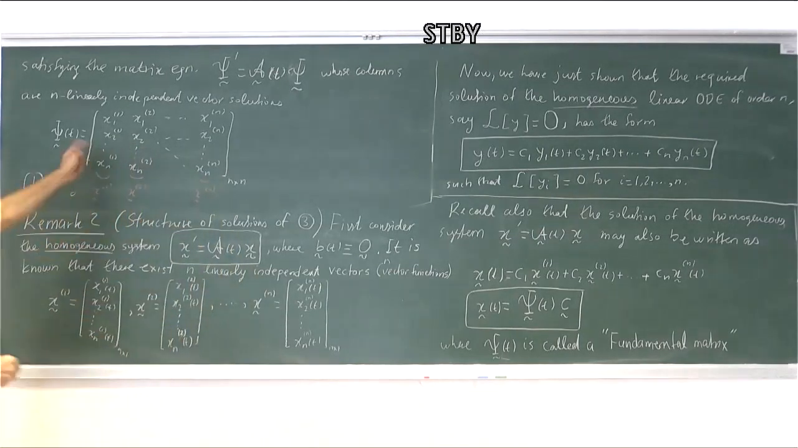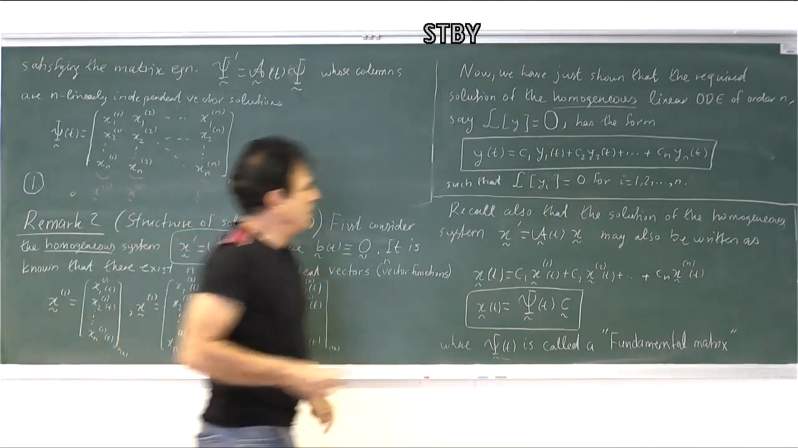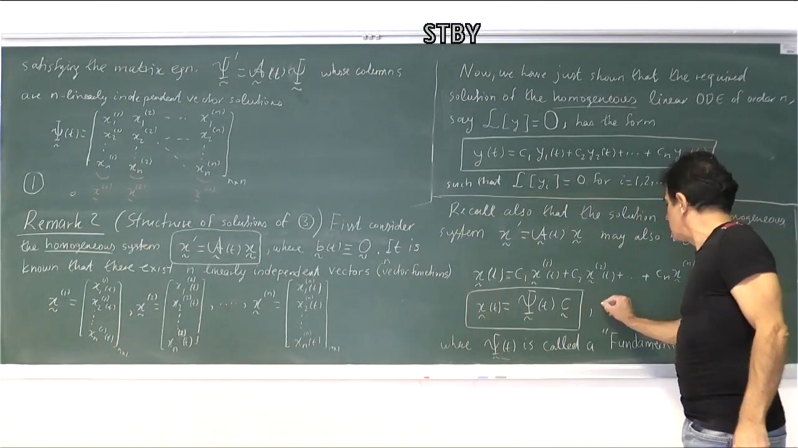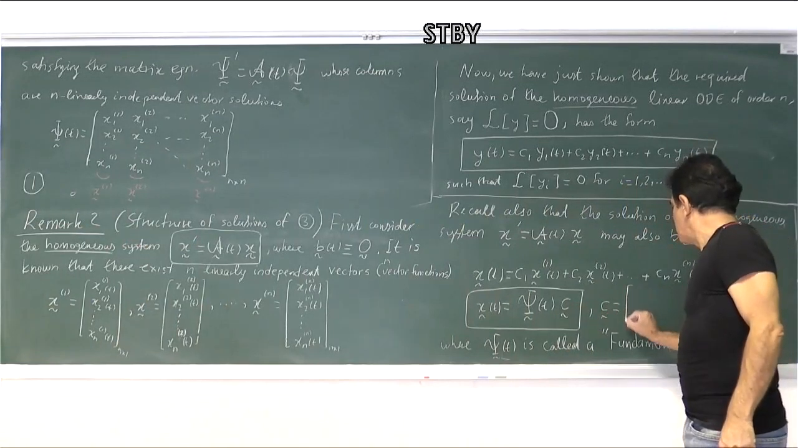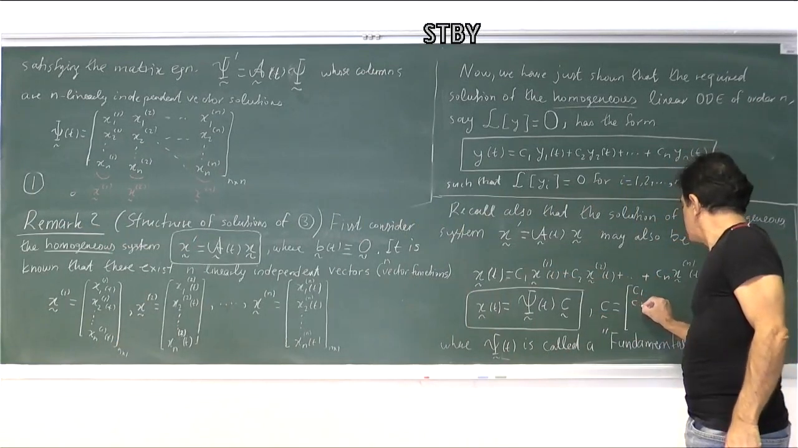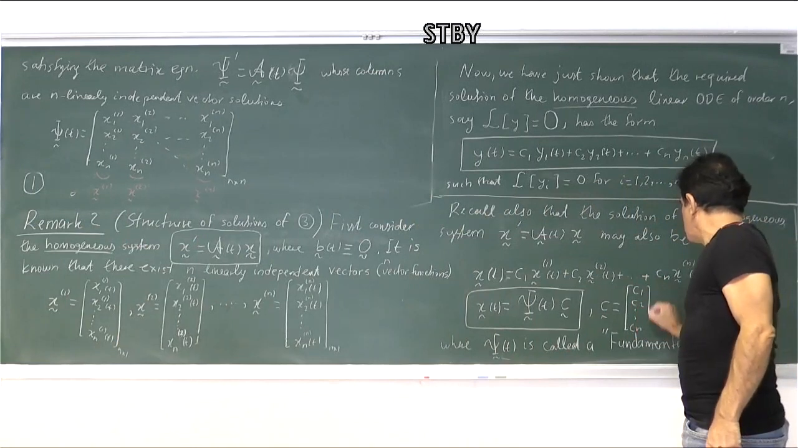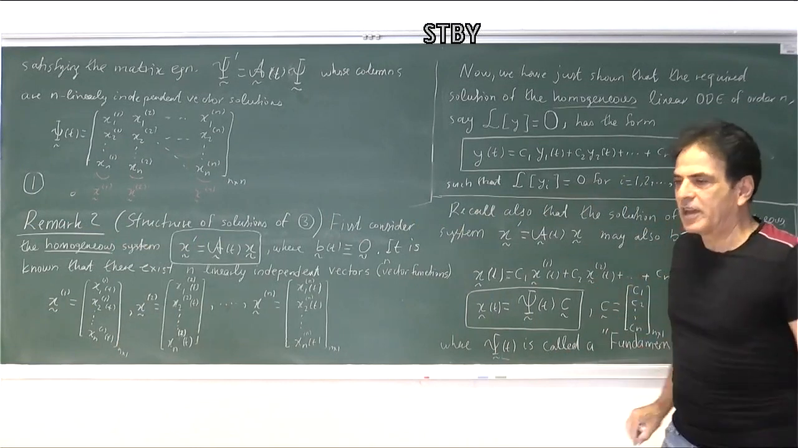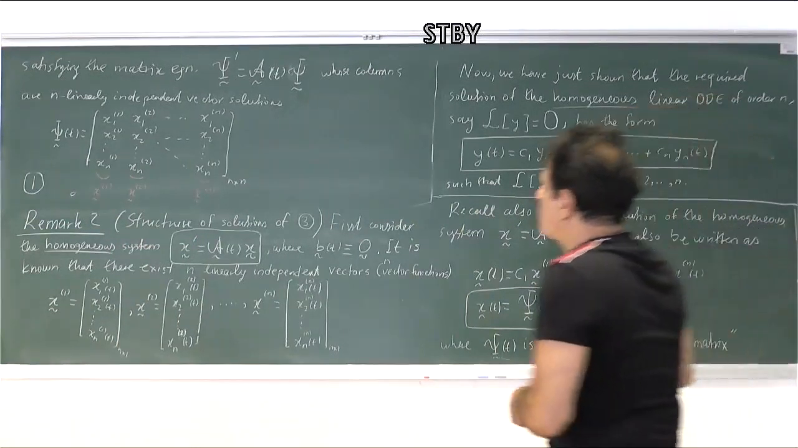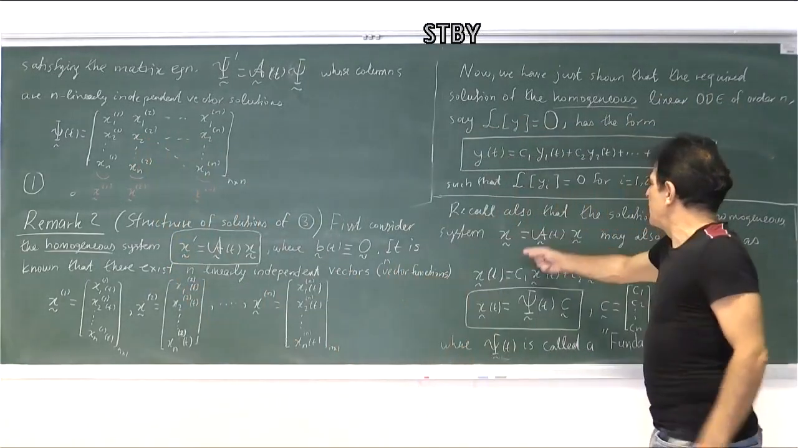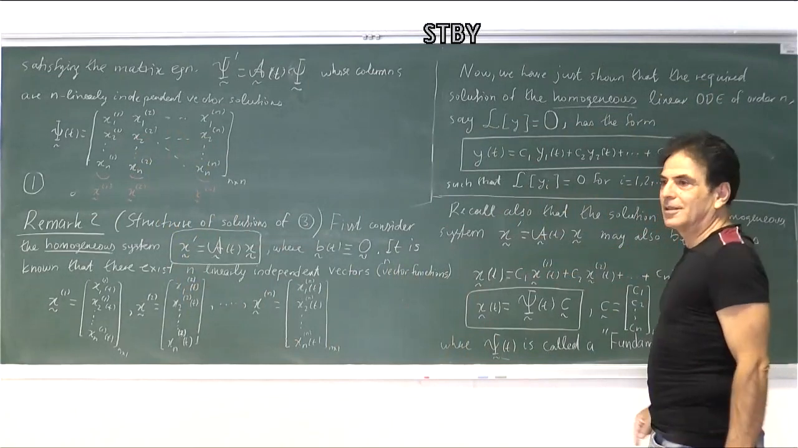So we form a fundamental matrix like that and multiply by C. C is a vector containing the linear combination constants, which is an n-vector containing arbitrary linear combination constants. Actually, multiplying this matrix and vector C, we get this solution. Good.